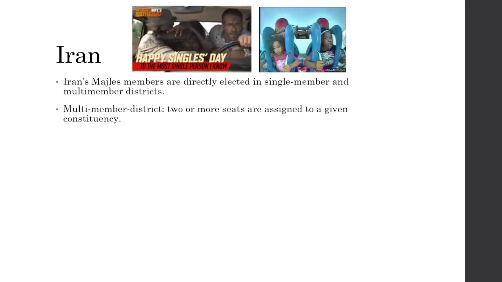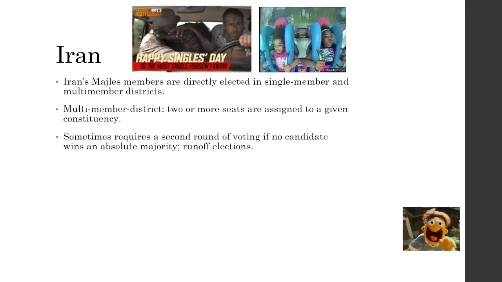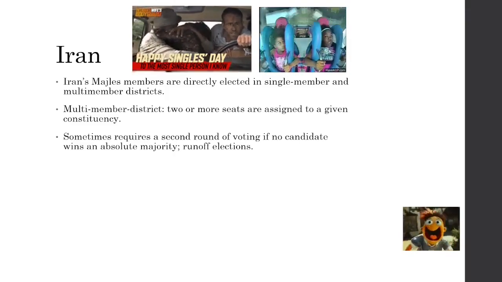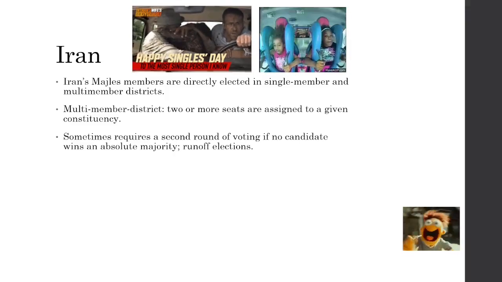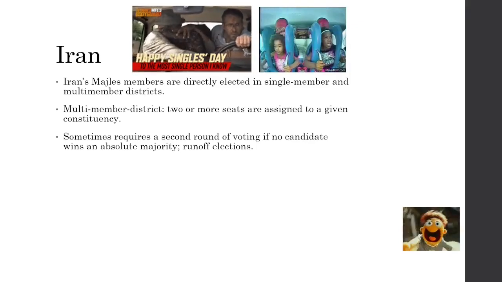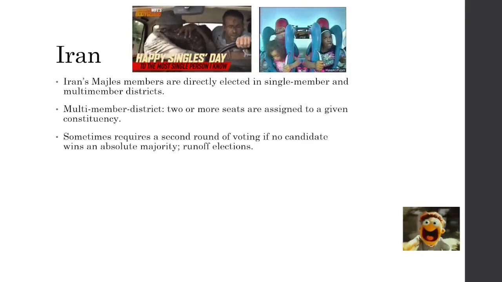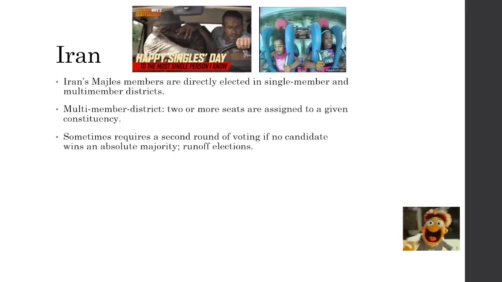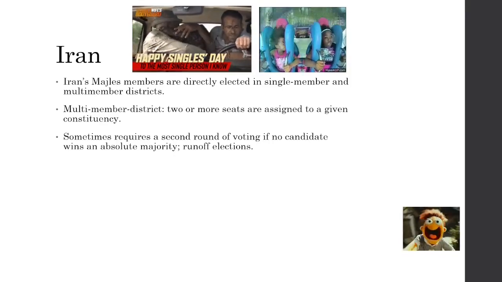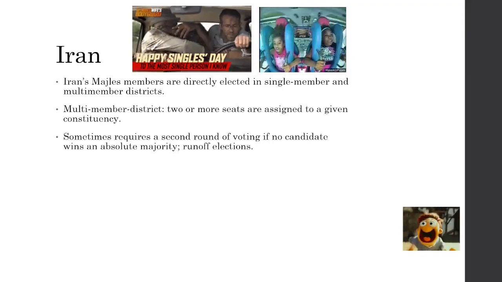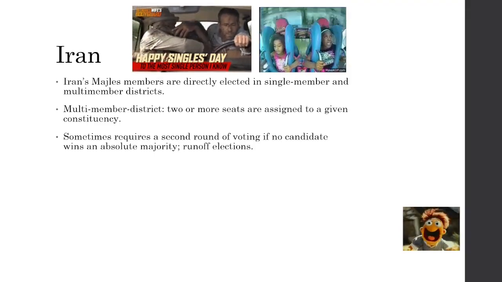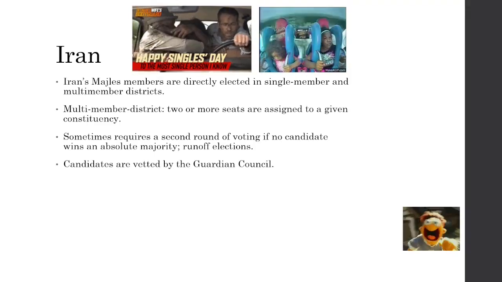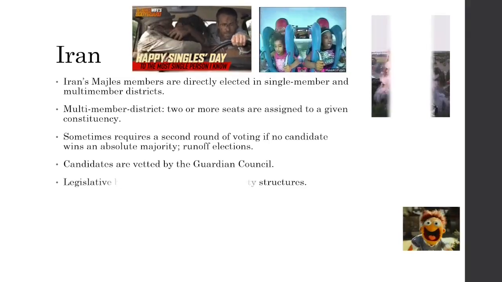So this sometimes requires a second round of voting. Why? Because there are times where no candidate wins an absolute majority. They have to win an absolute majority. That's a big distinguishing feature of Iran's elections. They have to win 50% or higher. And these second rounds of voting are called runoff elections. And the candidates are later vetted by the Guardian Council.